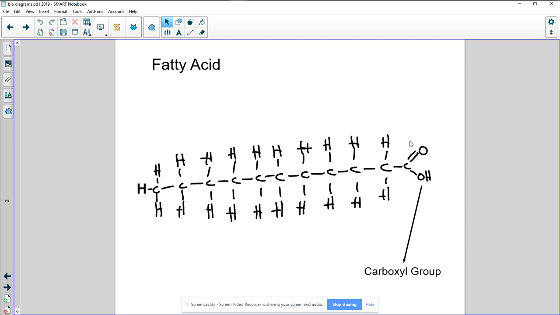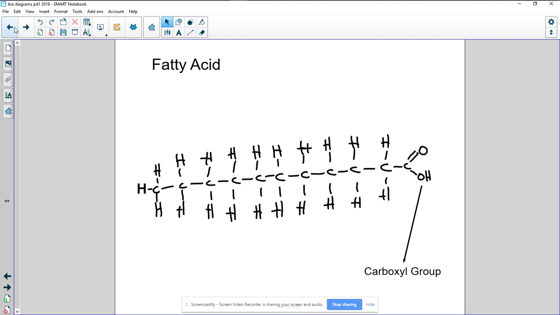Notice at the end, or either end, has a carboxyl group. And the carboxyl group is what puts the acid into anything that has acid, such as a fatty acid and an amino acid. In this case, all of the other parking spots are taken up with a hydrogen atom. So again, carbon-to-carbon bond, about 10 of them, and then surround it with your carboxyl group there.